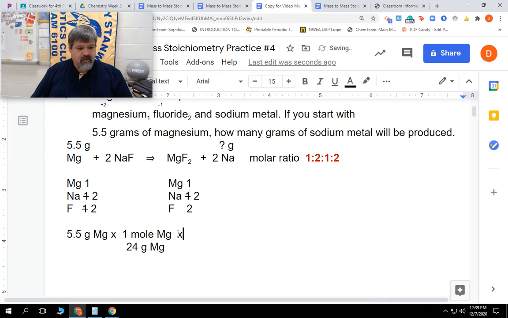So now I can go ahead and put my times, and next we're going to do our molar ratio. Our molar ratio is 1 mole of magnesium to 2 moles of sodium. Since I have moles of magnesium here, we're going to put moles of magnesium on the bottom, 1 mole of magnesium, and the 2 moles of sodium goes on top. I'm going to underline these because I have a top and a bottom.